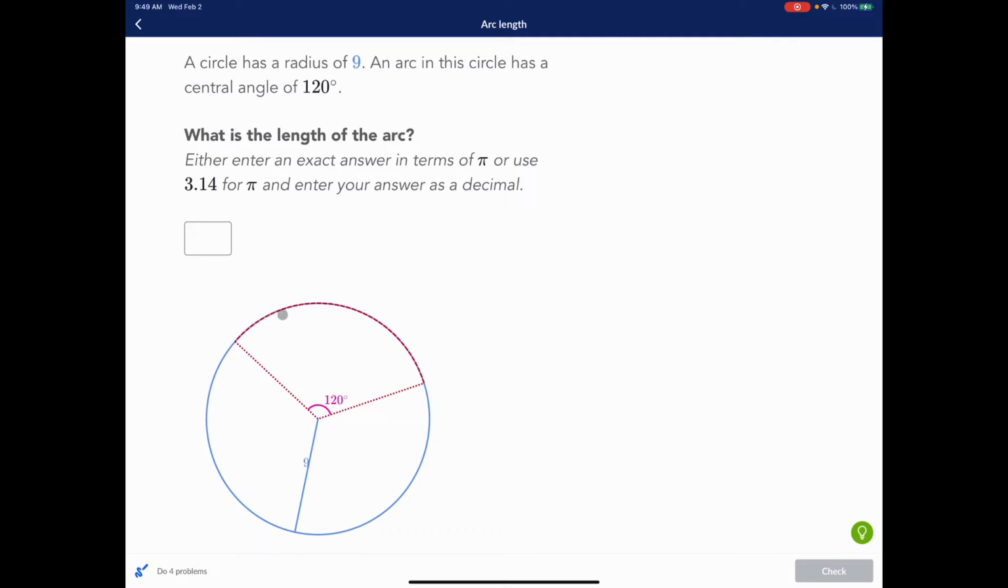So we're trying to find this length, not the entire thing, but this length here. But given that this is 120 degrees, and just looking at how this is divided up, it looks like it's already about a third of the entire circumference of a circle. So that's what I'm thinking in my head, but let's go ahead and prove that it's actually a third.